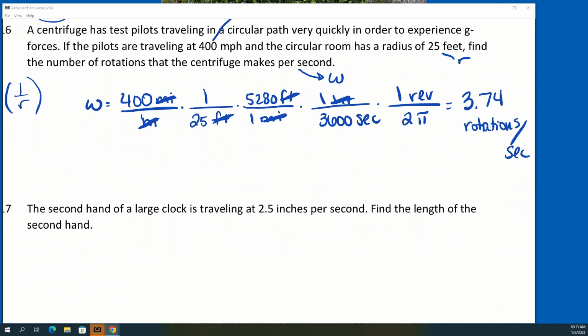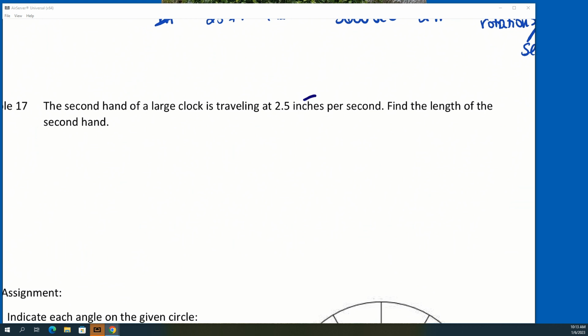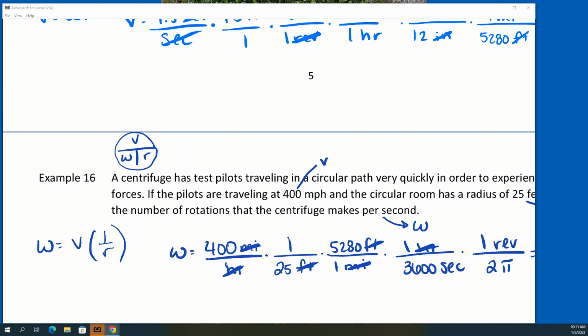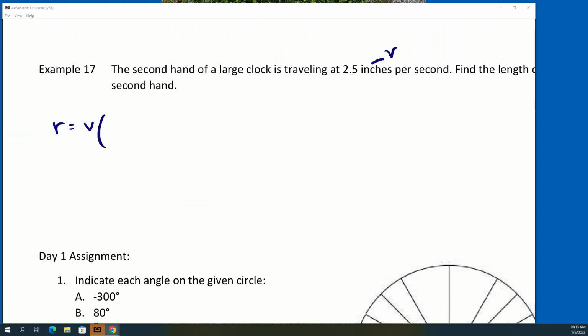One more. So the second hand of a large clock is traveling at 2.5 inches per second. That is going to be, you guys tell me, what is that going to be? Inches per second. V. We want to find the length of the second hand. So we want to find R. When we're finding R, we're going to take V and multiply it by the reciprocal of omega.